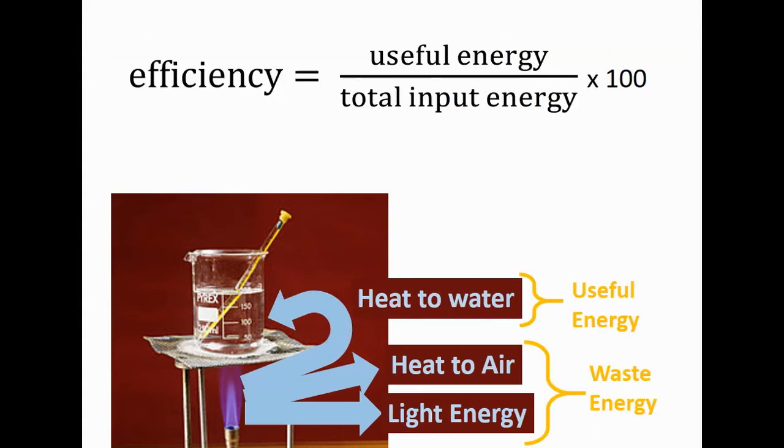When you calculated the efficiency of your process, you said the useful energy was the amount of heat that went into the water. The heat that went into the air or the glass or the light that came out of the burner was considered waste energy in this scenario.